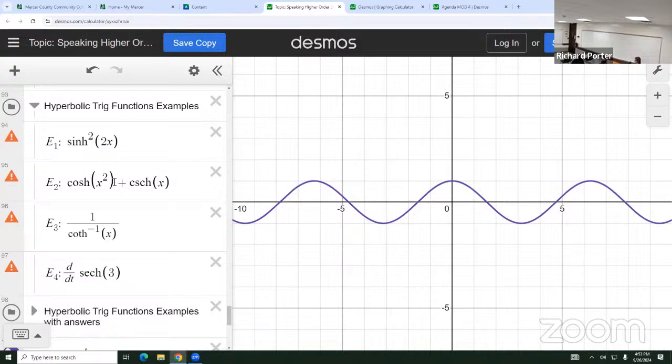Okay, you have to make sure that you say quantity and quantity with x squared, because if you don't, it's going to think you mean this. It's going to think you mean to ramble it on like that. If I want to read that, that would be the hyperbolic cosine of the quantity x squared plus hyperbolic cosecant of x and quantity. Do you see the difference?